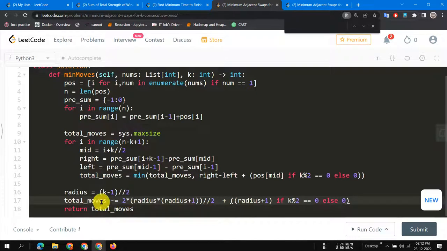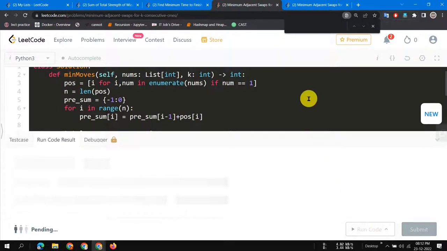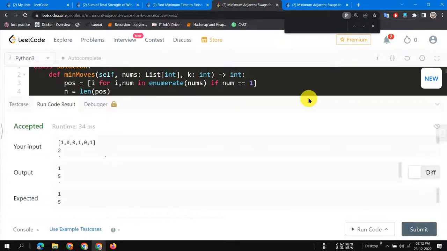So in total moves I subtracted 2 into n into n plus 1 by 2, you know, the number of moves that were needed to spread it around. And then if the length is even, then we have to add an extra radius plus 1. So I subtracted that as well, and then I returned the total moves. And if I run it, and let's submit it.